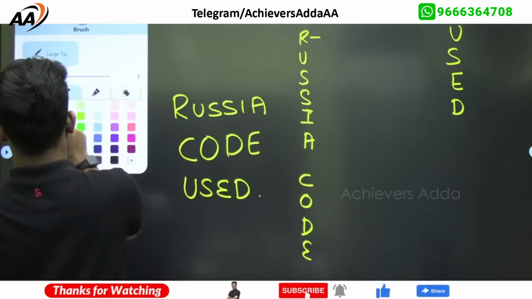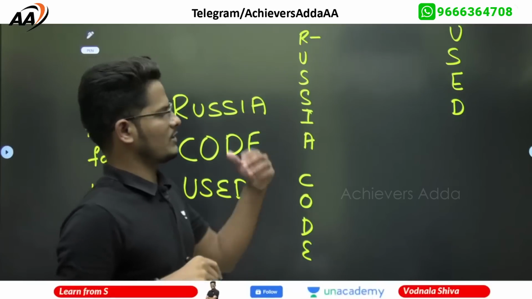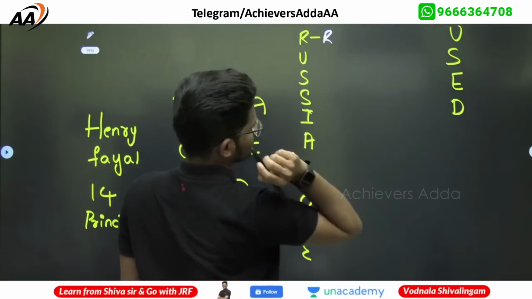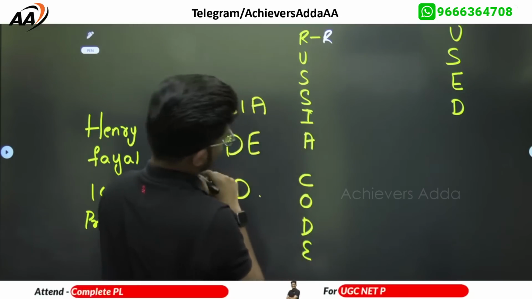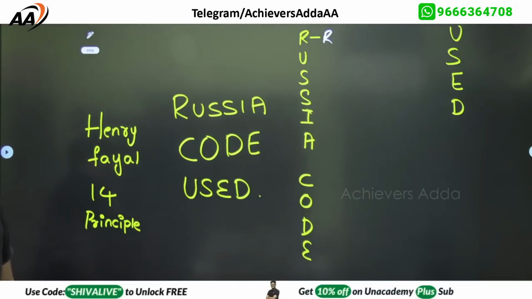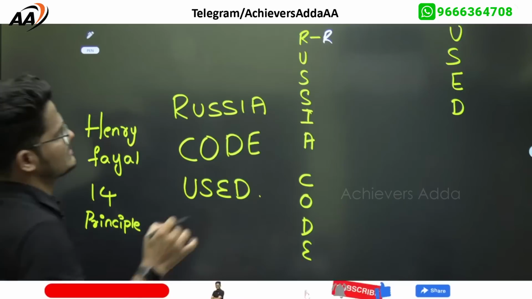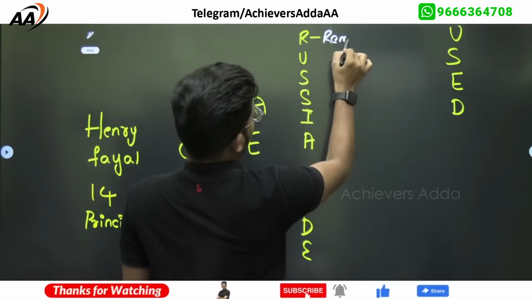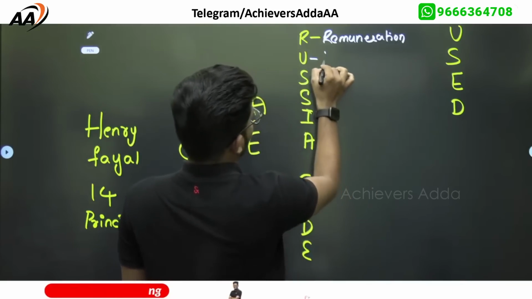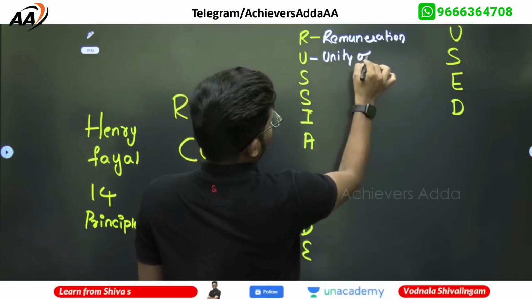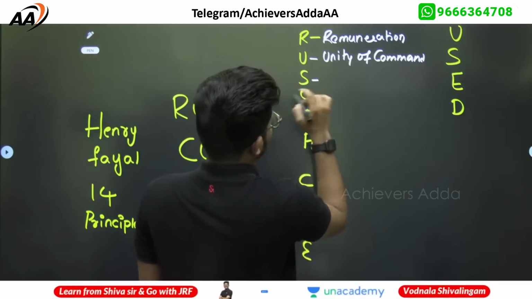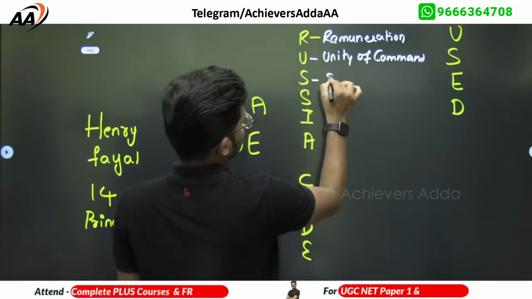Now tell one by one. One by one you have to tell. I also have to recall this one. R, this is responsibility, correct? Or remuneration. Remuneration first, because R is not available, another R. Remuneration, and unity of command. This is stable.